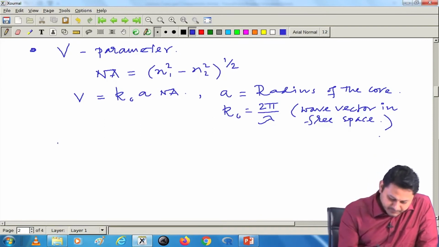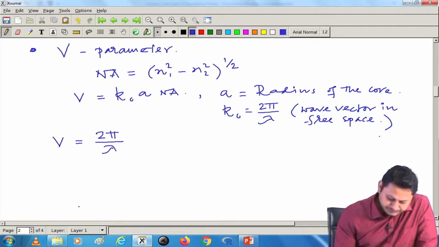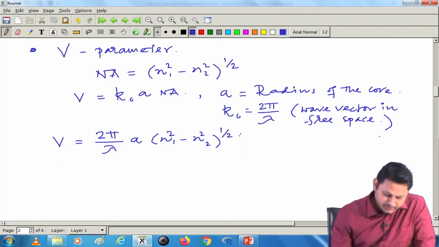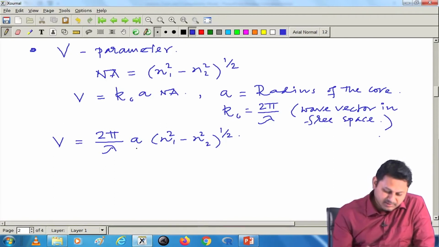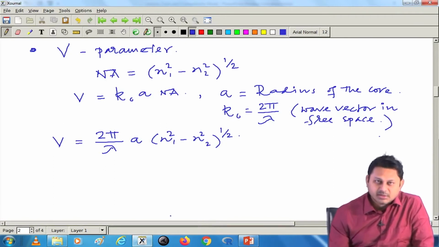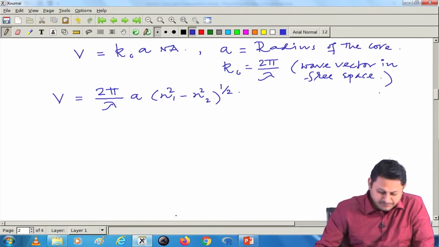Well, then the V parameter is defined by definition, it is 2 pi divided by lambda A NA, if I write in terms of refractive index, it should be n1 square minus n2 square whole to the power half. Now, what is the importance of the V parameter? Please note that the V parameter is a dimensionless quantity. There is no dimension. A is a length and lambda is also length. So, there should not be any kind of dimension of V. So, it is a dimensionless parameter first of all.